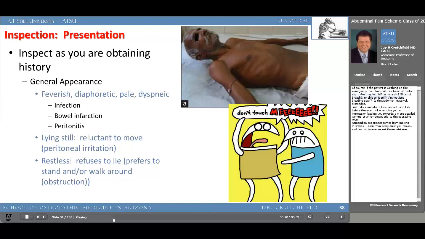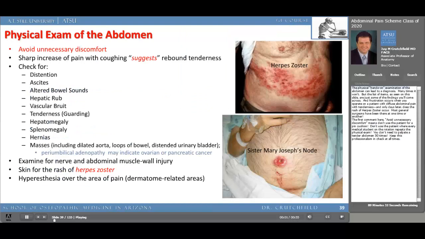Remember, experience also comes from making mistakes. Learn from every error you make and try not to repeat those mistakes. The physical hands-on exam of the abdomen can lead to a diagnosis, and many times it won't. But the list of items, as seen on this slide, are just some of the findings you'll come across. And frustration occurs when you operate on a patient with diffuse abdominal pain with tenderness, and only days later does the rash of herpes zoster occur? Most general surgeons have been there at one time or another and made that mistake.